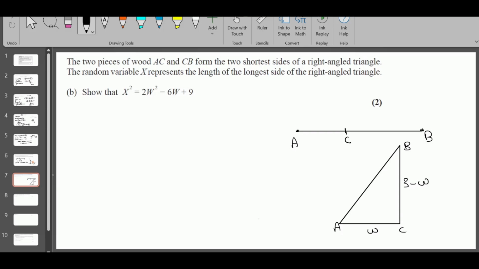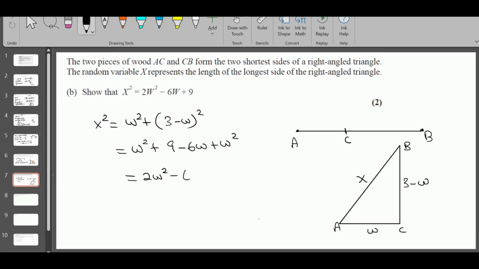Now the random variable x represents the length of the longest side, the hypotenuse. Use the Pythagoras theorem. We know x square is equal to W square plus 3 minus W whole square, which is W square plus 9 minus 6W plus W square. We got the answer already. Another 2-mark question.